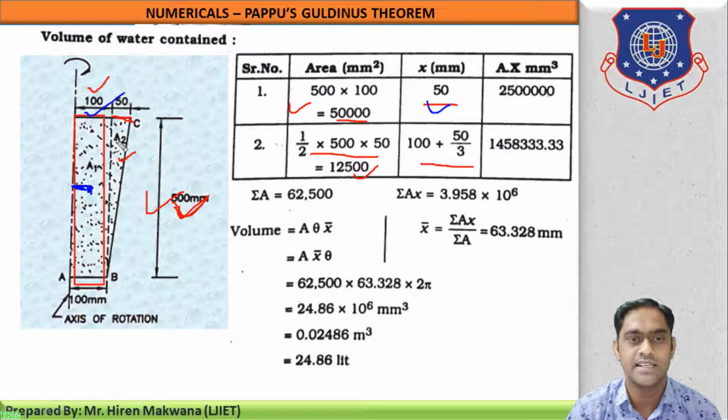Now for the triangle, CG is somewhere over here, meaning the distance is base by 3, plus adding this distance to reach the revolving axis. It is 100 plus 50 by 3.